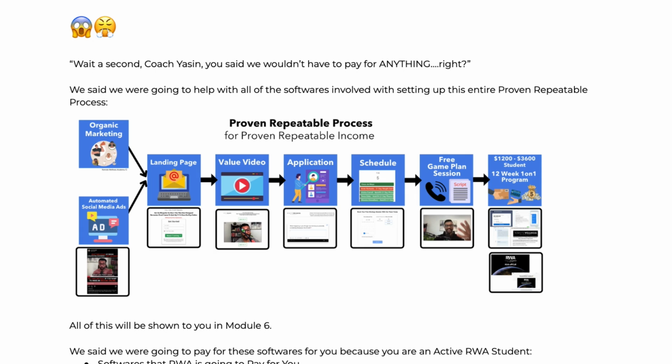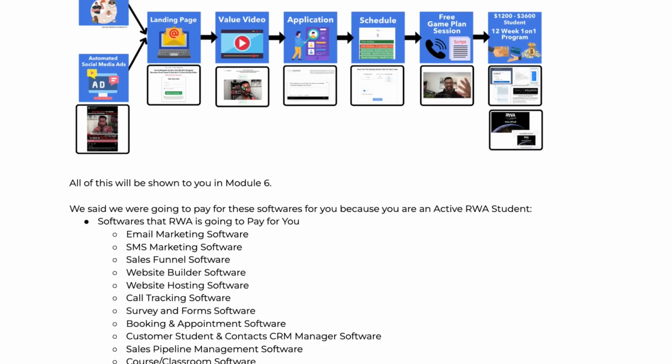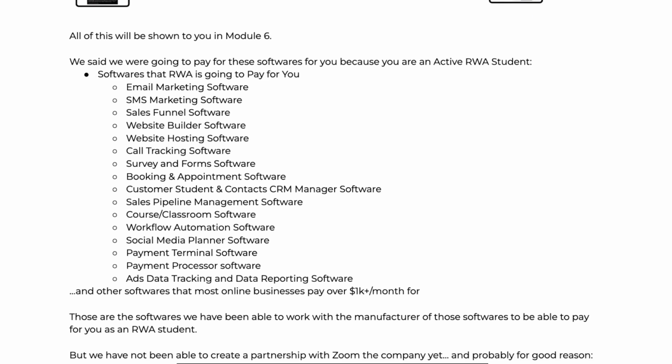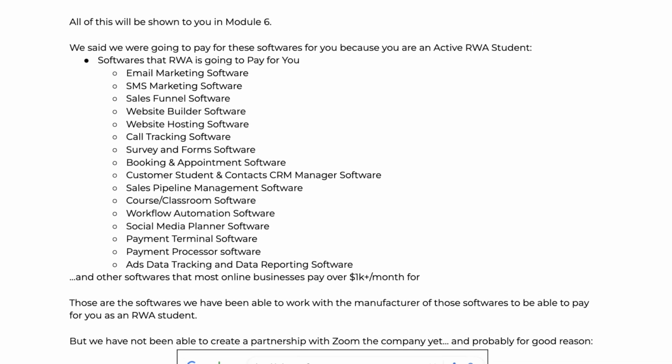We said that we were going to help with all of the softwares involved with setting up the entire proven, repeatable process, right? So all of the softwares that are involved here, and all of this is going to be shown to you in Module 6. We said that we are going to pay for these softwares because you are an RWA student that is active. What are those softwares and what is the list of those softwares?